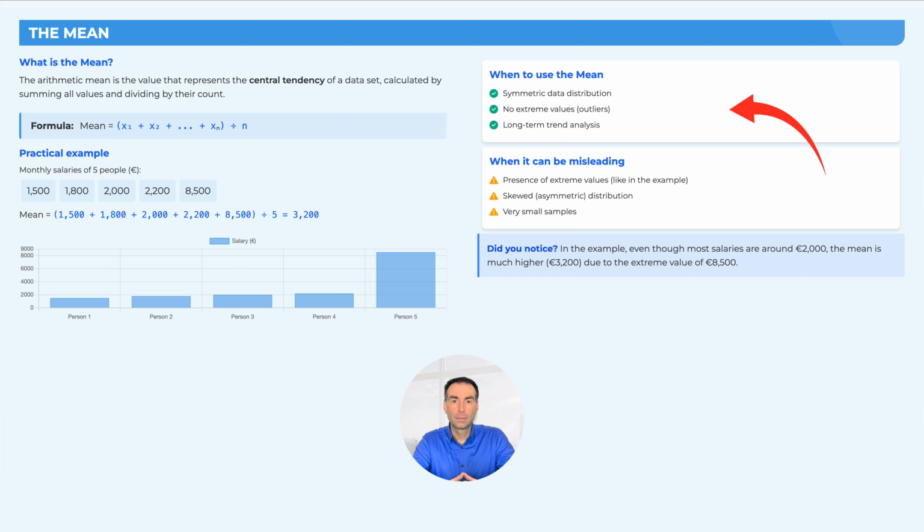That's the mean. The mean works well when your data is symmetrically distributed and there are no extreme values. But be careful. If there's an outlier like 8,500, the mean can give you a misleading picture. See what happened? Even though most salaries are around 2,000 euros, the mean is much higher because of one extreme value.